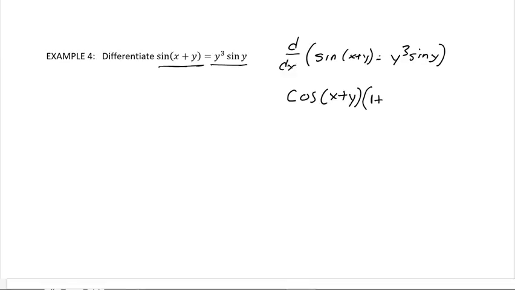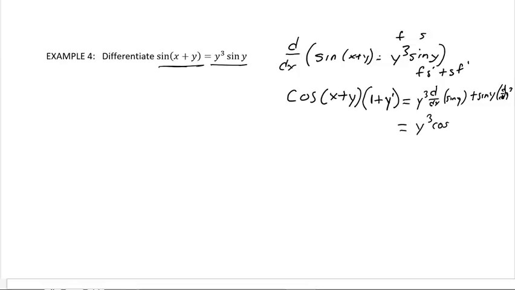Now here I have a first and second function. So I have to do the first times derivative of the second plus second times derivative of the first. So that would be y cubed times the derivative of sine of y plus the sine of y times the derivative of y cubed. That would be y cubed times the cosine of y but tack on y prime, and here would be the sine of y times 3y squared, and also tack on y prime.